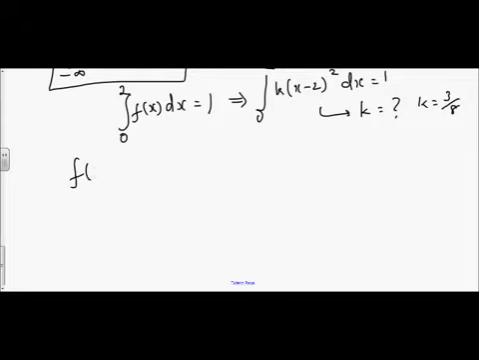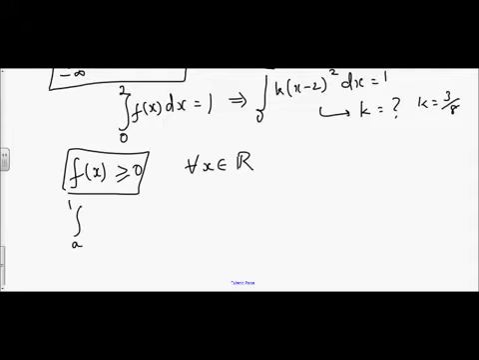Also, you should have noticed that f of x is always greater than 0 because it's a probability. It cannot be negative for all x values in real numbers. This is another property of the probability density function. From this integral notation, if I write the integral from a to b of f of x dx, this means I'm finding the probability of the random variable x between the range a and b. This is the meaning of the integral symbol. A and b could be any real numbers, and you consider all the real numbers in between them.